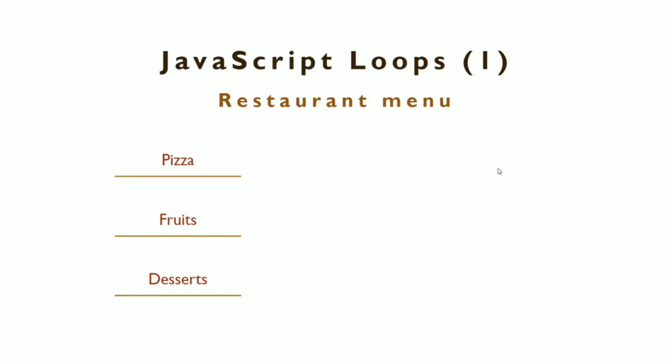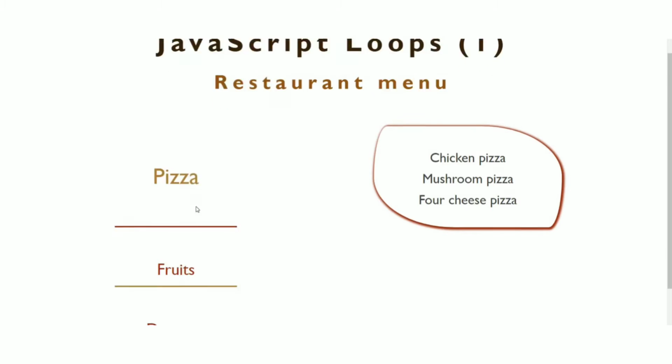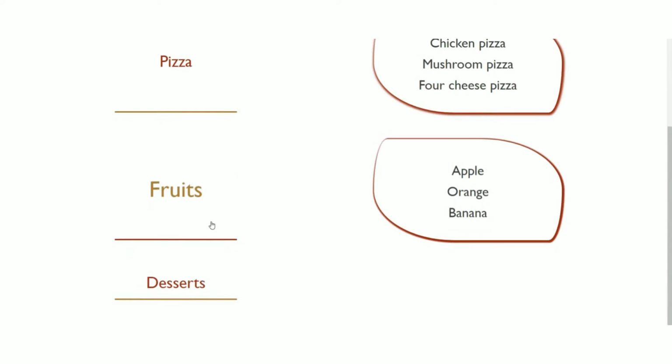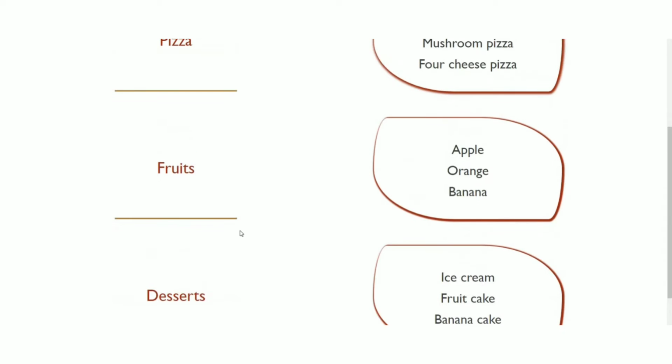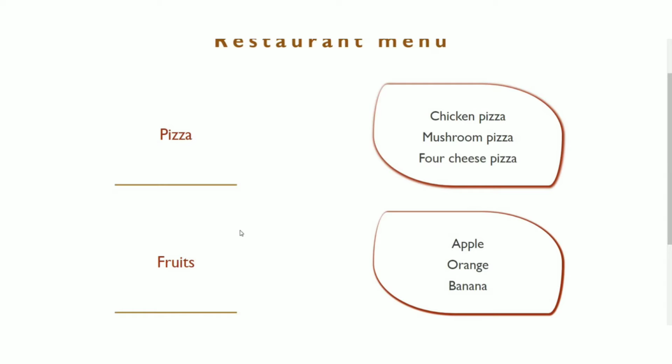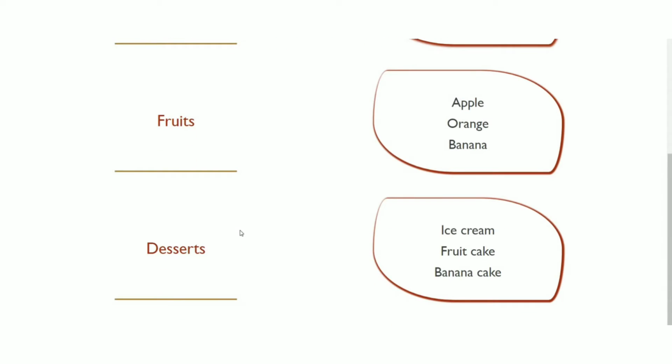So this is the page that I created. We have 3 buttons: a pizza button, a fruits button, and a desserts button. When I click on each one, it should show me 3 elements from this array, not the whole array. This is what we are going to do today.